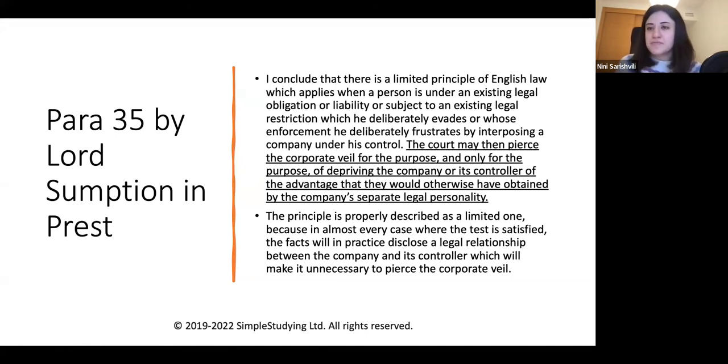As you can see, he emphasizes the fact that only on this occasion will the court deprive the person of this privilege that they have by having a separate corporate personality. The piercing the corporate veil principle will not be used on any occasion.